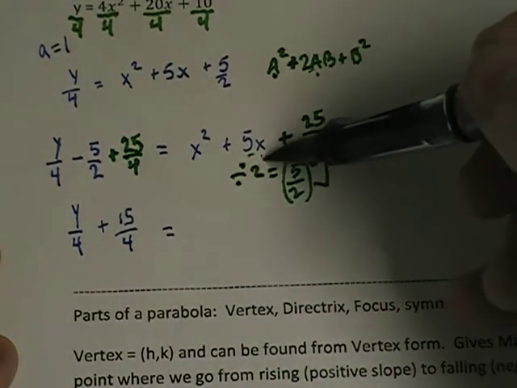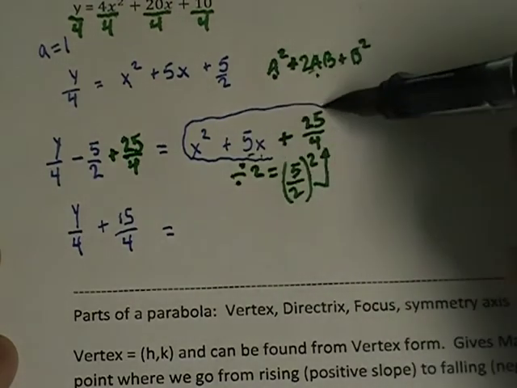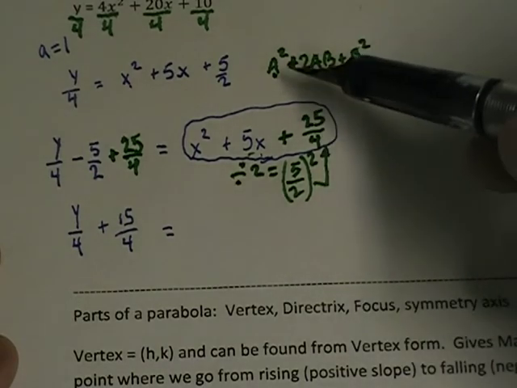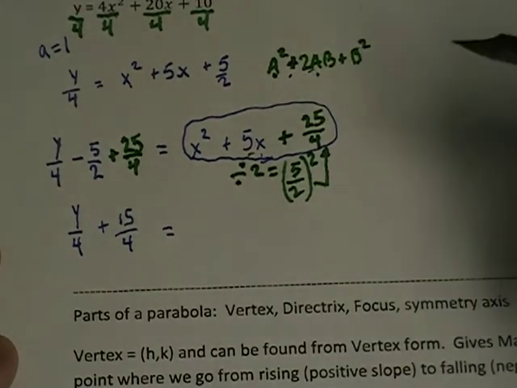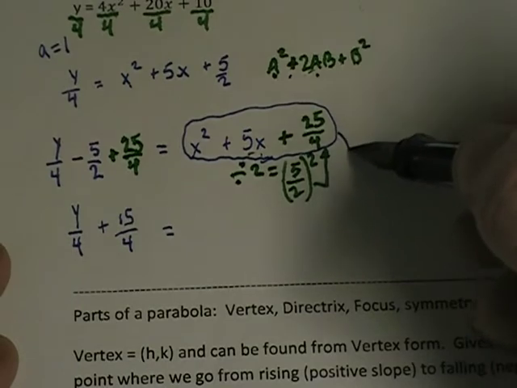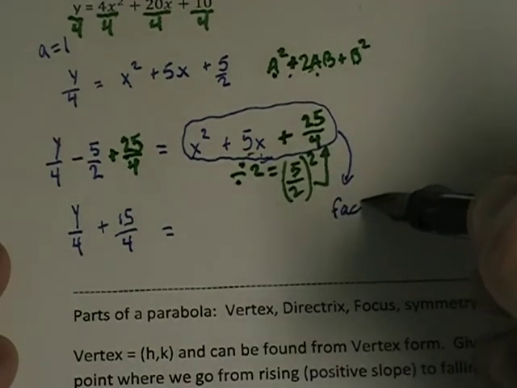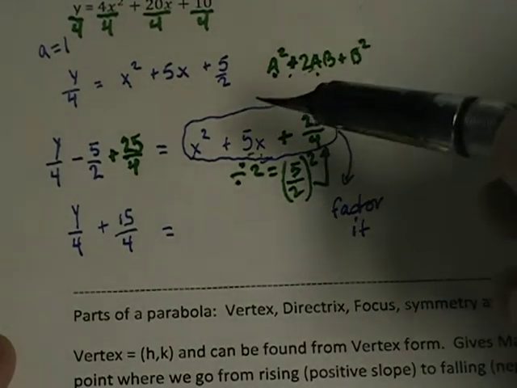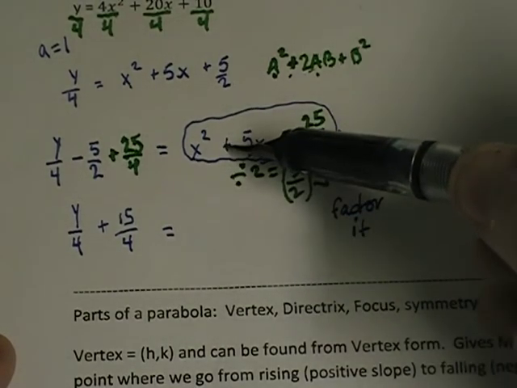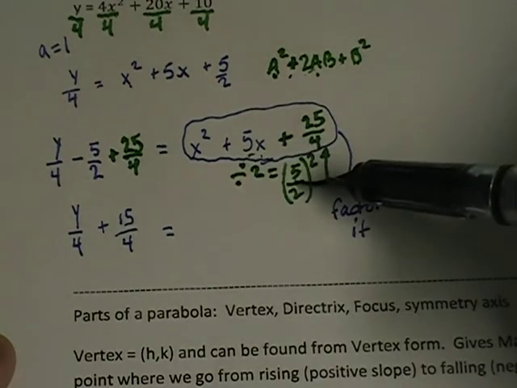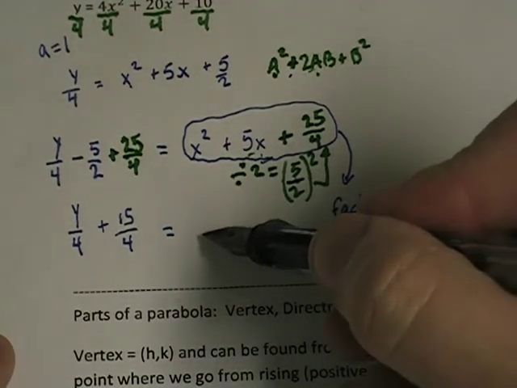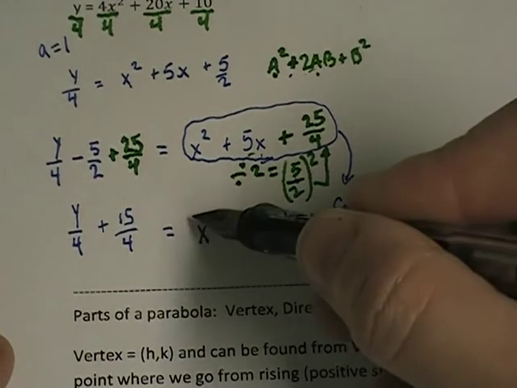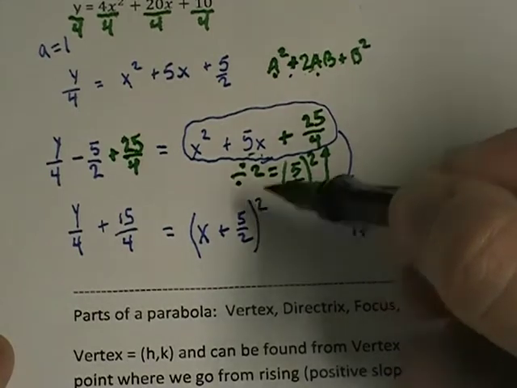And now you want to take this polynomial right here that you just came up with. And this is a perfect square trinomial. a squared plus 2ab plus b squared. And we're going to factor it. And it factors into a plus b, quantity squared. So it's going to factor into x plus 5 halves squared.